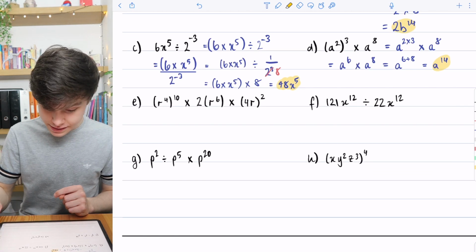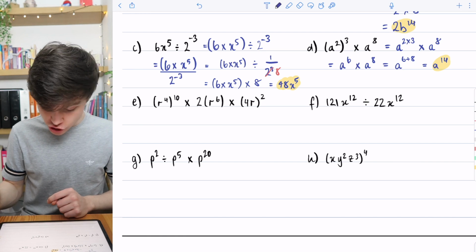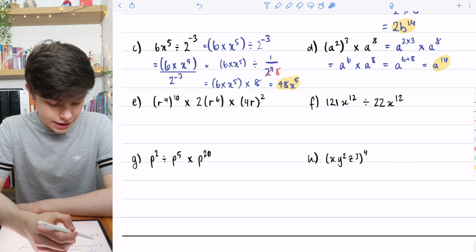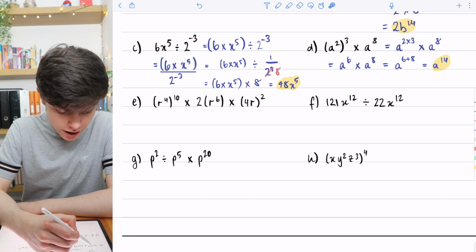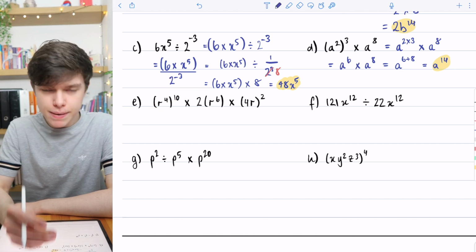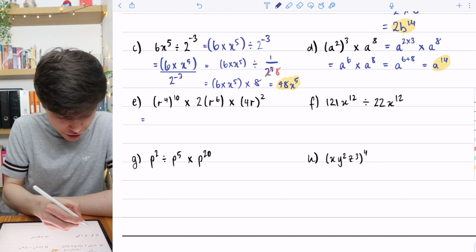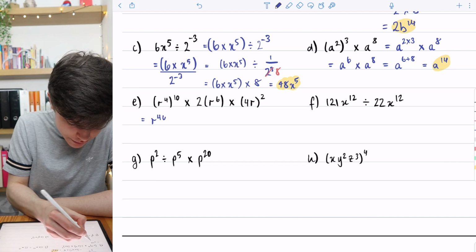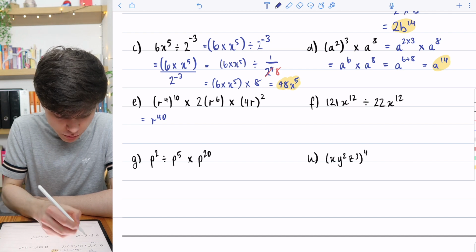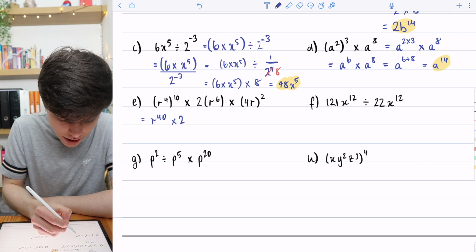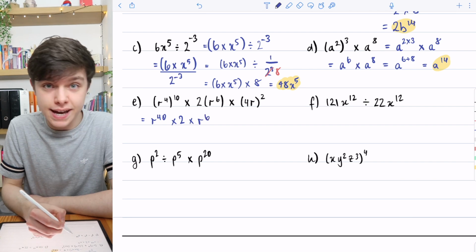Let's have a look at the final 4 examples here. If we were to do E, the first thing you needed to do was simplify this bracket here. So we can use the third rule here. I'm going to speed up a little bit because hopefully you're getting the gist of this now. Using the third rule, that will give us r to the 40. We'll just multiply the 4 and the 10. Then we can't really do anything with that 2, so I'm going to write that times 2. I'm also going to write that 2 times r to the 6.